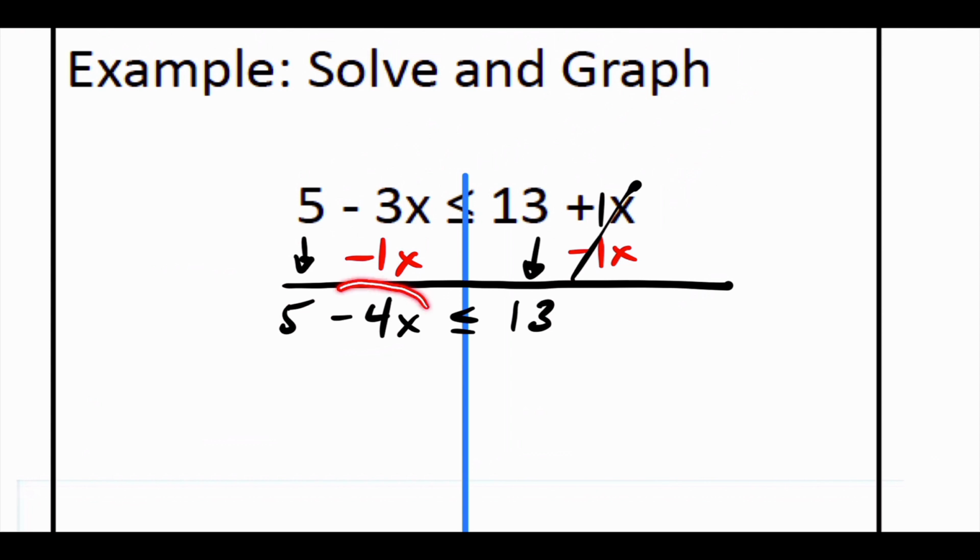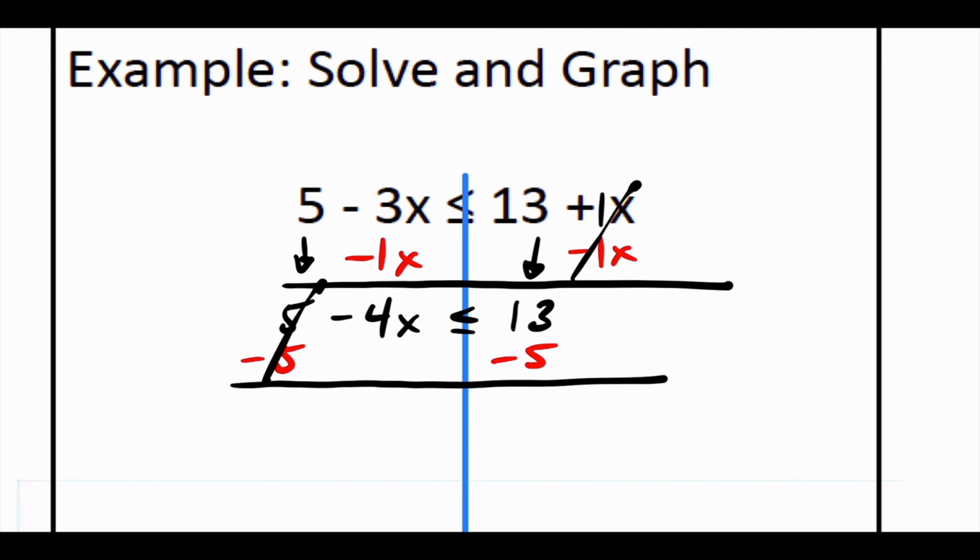So negative 4x, or the x, is on the left. So now I have to get everything else on the right. 5 is positive, so I'm going to subtract 5 from both sides. So negative 4x less than or equal to positive 8.